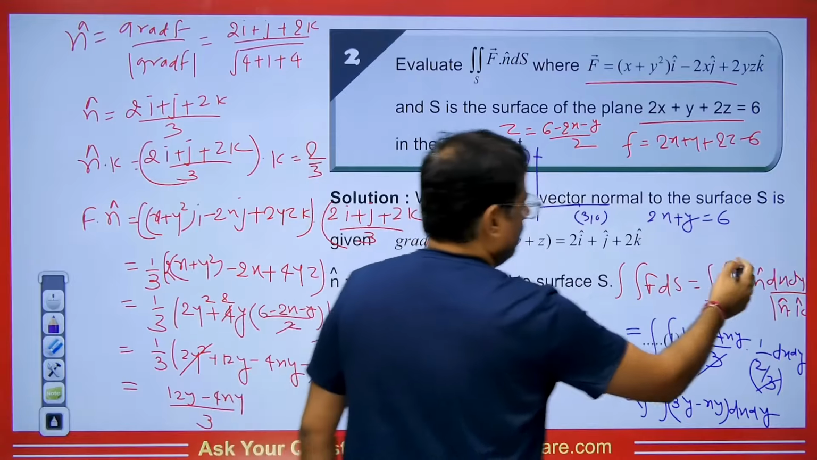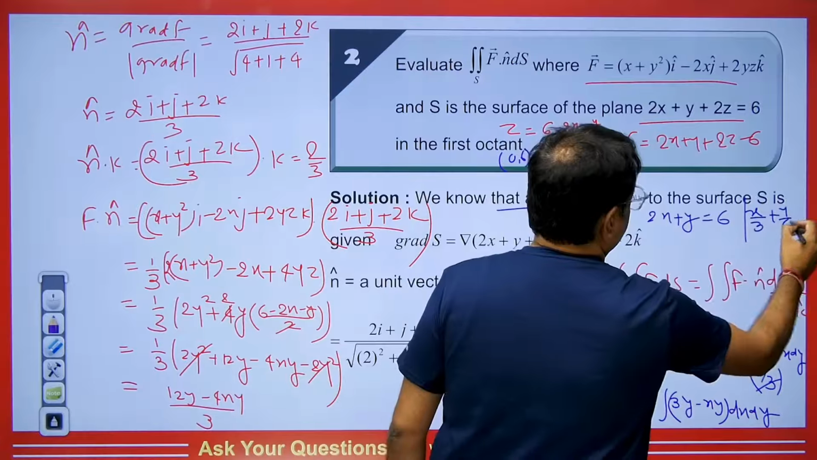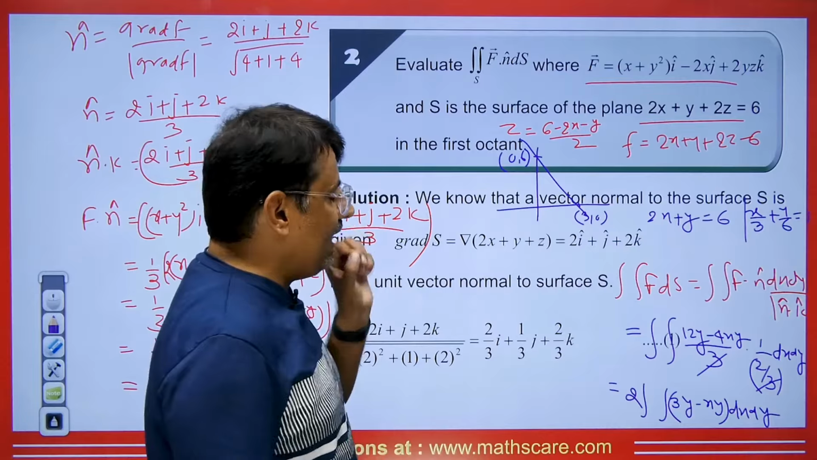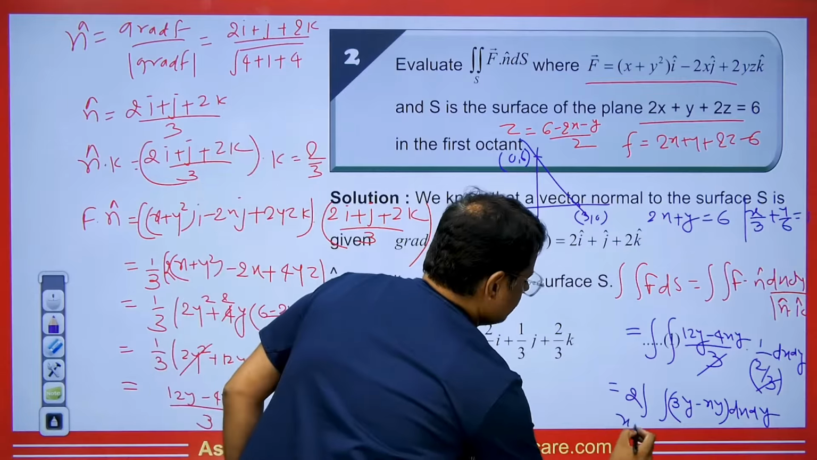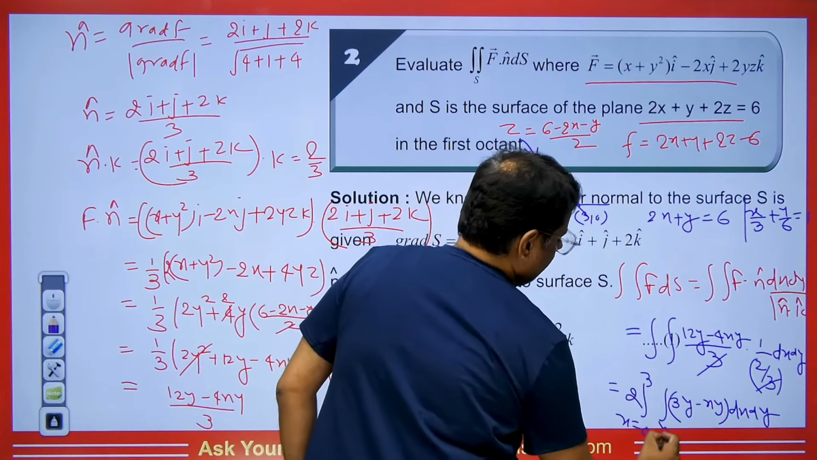You can also do it in this way. We will divide by 6. So x by 3 plus y by 6 is equal to 1. So the line intersects the x-axis at 3. So this will be the line, right? Now we will take the limit of x here, which is 0, and here x is going maximum up to 3, right? Now let's discuss about y.